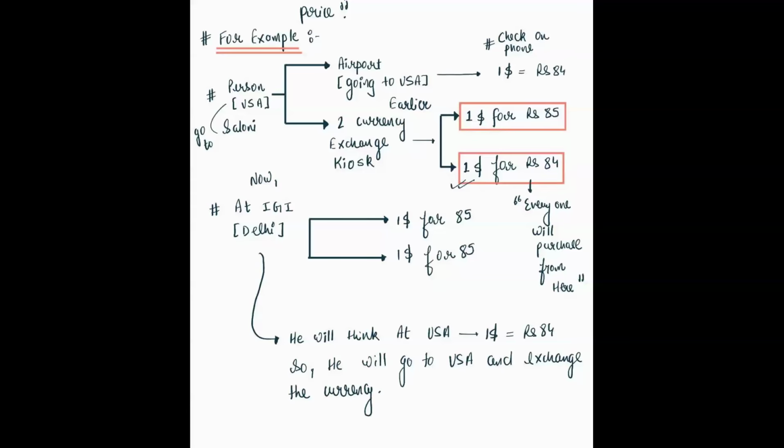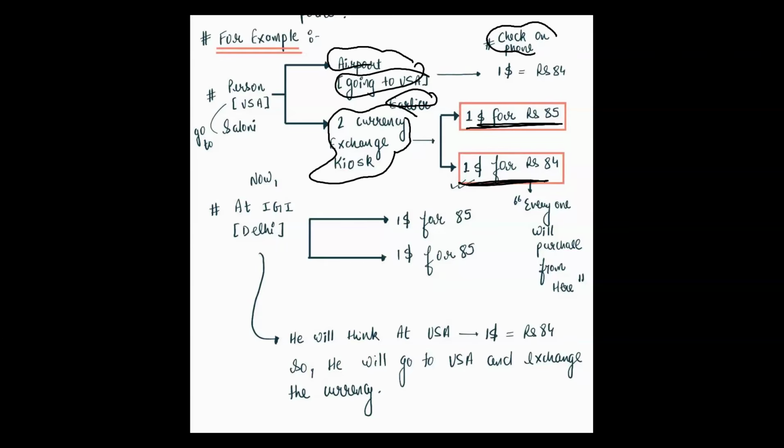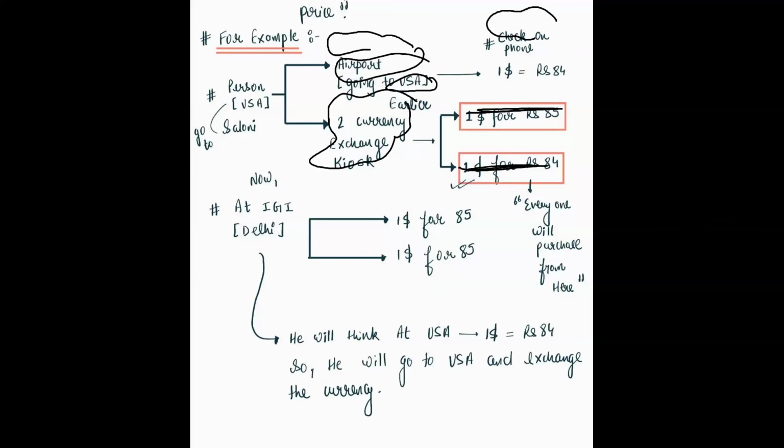Now, a person is going from India to USA. Suppose, as an example, at the airport going to USA, earlier there were two currency exchange kiosks. Suppose that at one kiosk $1 is rupees 85, and at the other $1 is rupees 84, right?